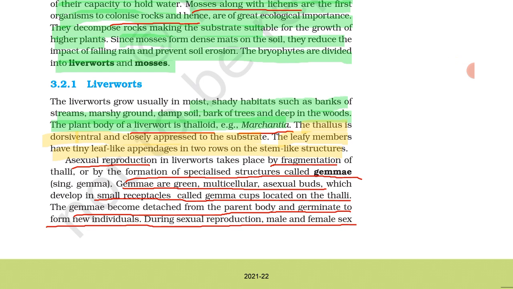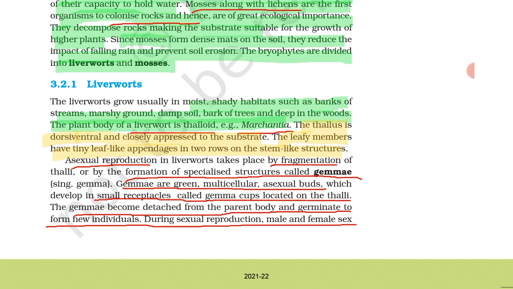Okay, the plant body of liverwort is thalloid. Example, Marchantia. We have seen earlier that Marchantia is an example of liverworts, and the liverwort is thalloid. The thallus is dorsiventral and closely appressed to the substrate. The leafy members have tiny leaf-like appendages in two rows on the stem-like structure.